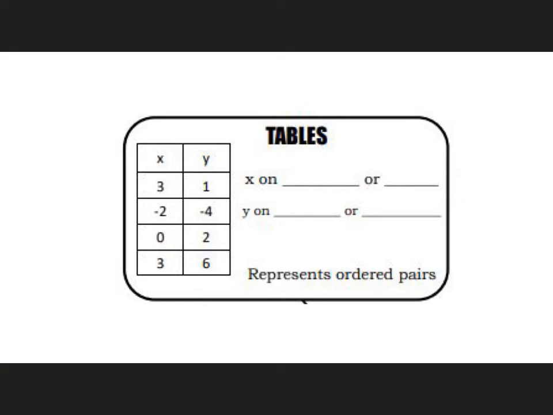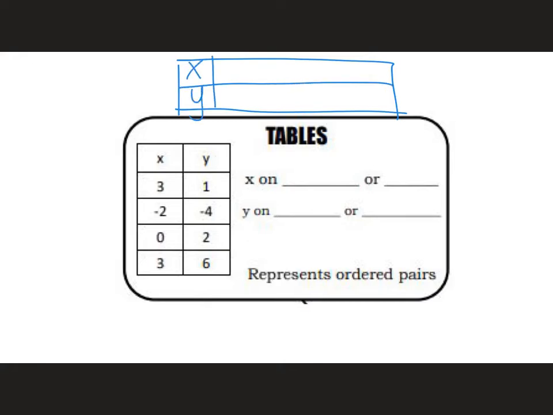The first relationship that we're going to talk about is the table. And if you notice, the table in this case is running vertically. I want you to keep in mind that tables can also run horizontally, like so. We have x and y this way. So x is either going to be on the left or the top of the table, depending on which direction it's laid down. Y is going to be on the right or on the bottom.